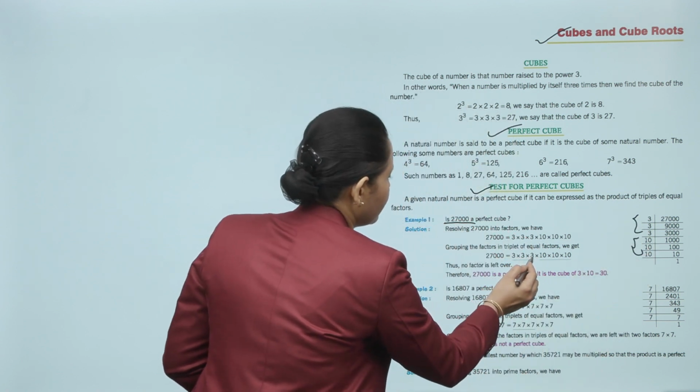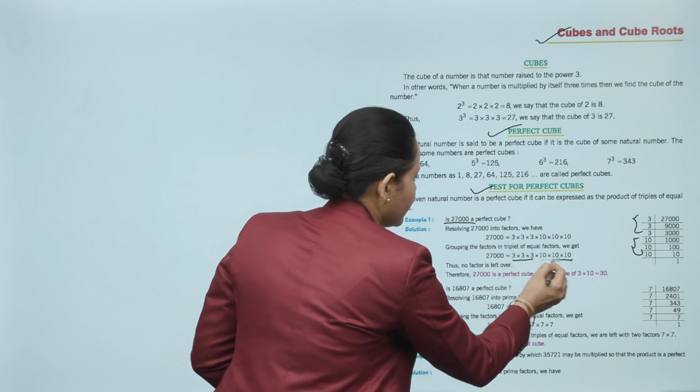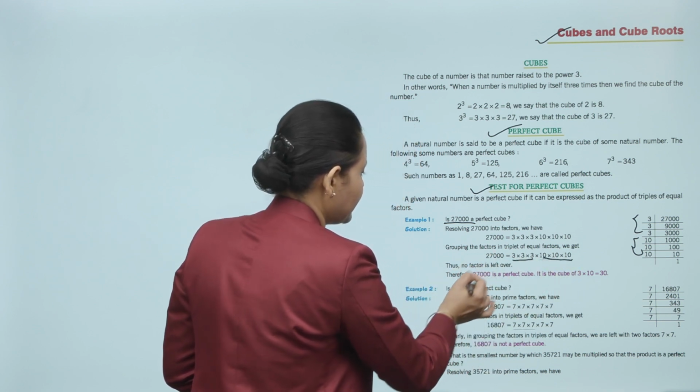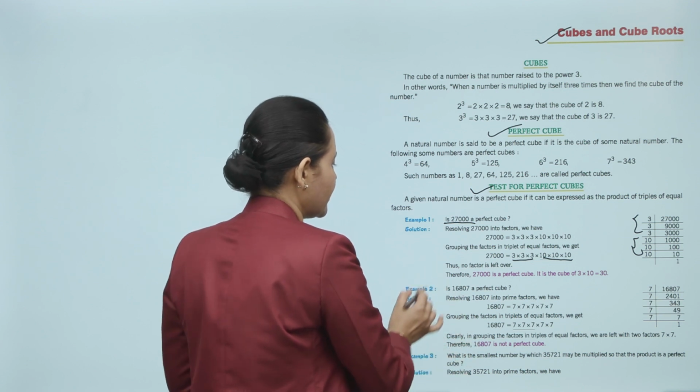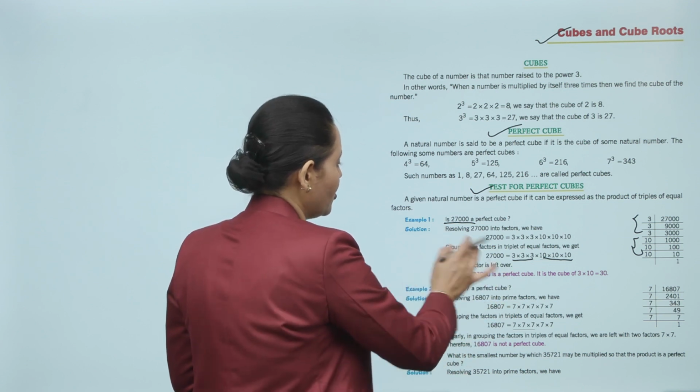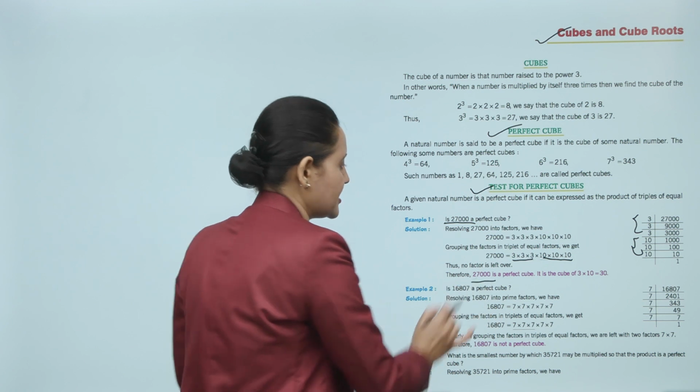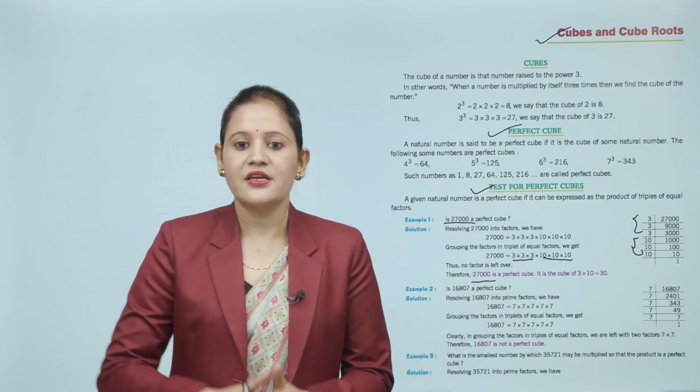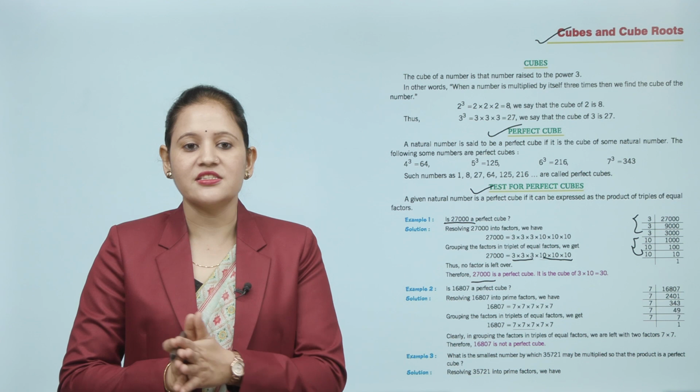So, we can write the number with pairs of 3. Triplet में लिख सकते हैं. इस तरीके से grouping कर सकते हैं. No number is left over. So, this number 27,000 is a perfect cube. 3 into 10, that is 30. Clear?